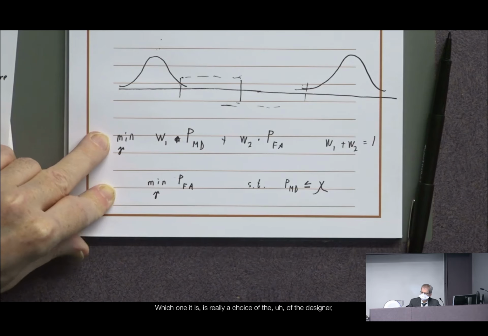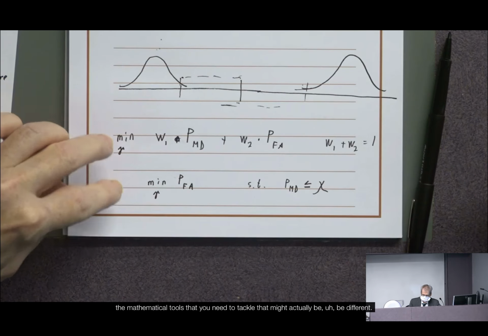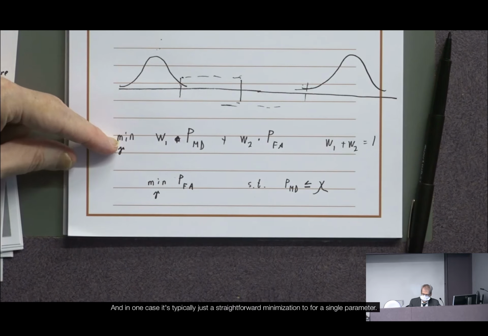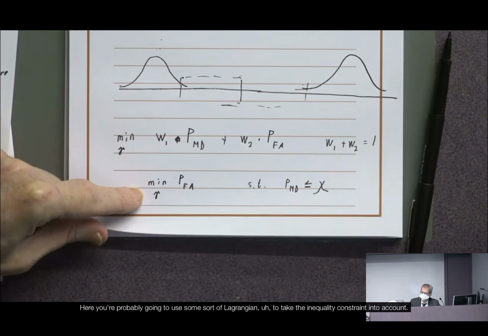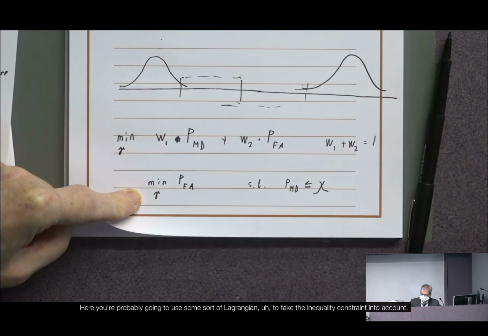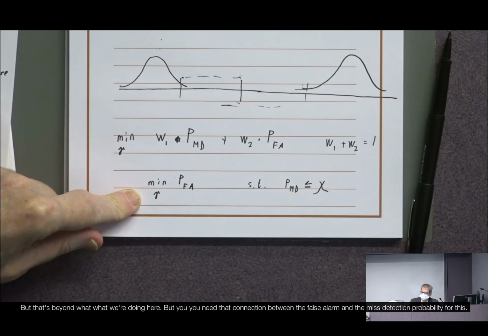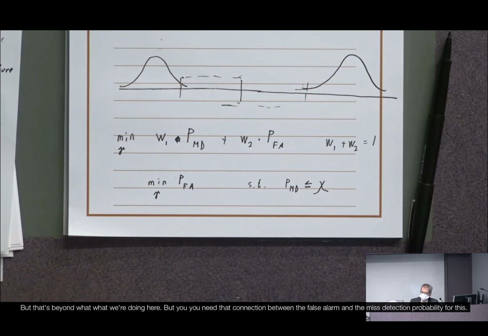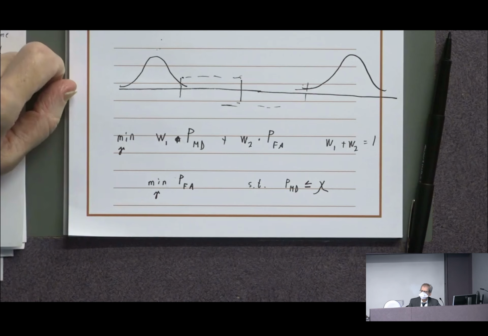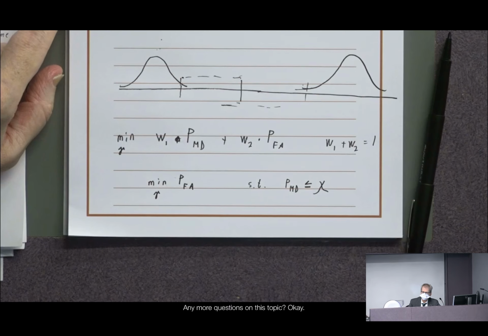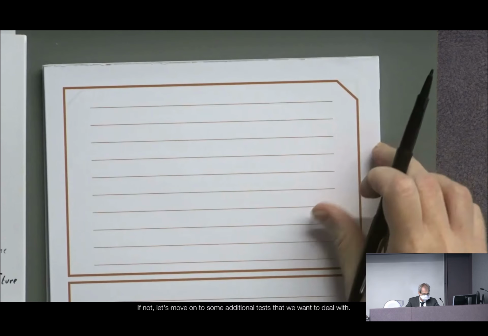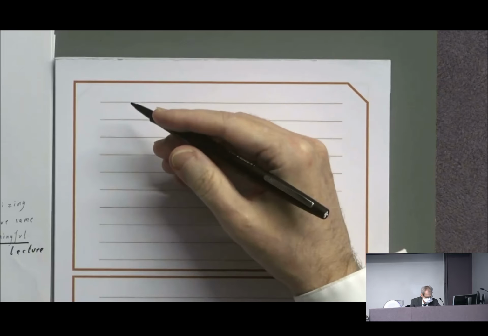Which one it is really is a choice of the designer. The mathematical tools that you need to tackle that might actually be different. In one case, it's typically just a straightforward minimization for a single parameter. Here, you're probably going to use some Lagrangian to take the inequality constraint into account. But that's beyond what we're doing here. But you need that connection between the false alarm and the misdetection probability for this. Any more questions on this topic? Okay, if not, let's move on to some additional tests that we want to deal with.